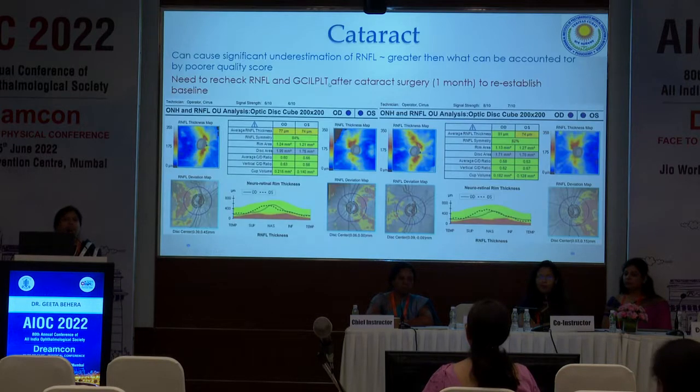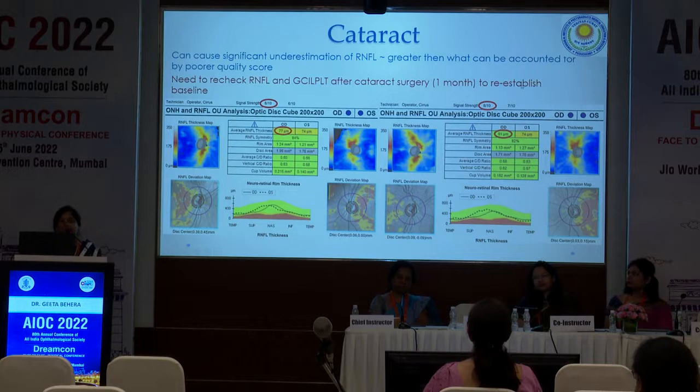Cataract can also cause significant underestimation of the RNFL, much greater than what can be accounted for by the poorer quality score. As you can see here, the quality score between the two imaging time points is 6 out of 10 and 8 out of 10. So there's a signal strength difference of only 2. But if you look at the RNFL score, it's almost a 13 micron difference. So this can easily be misinterpreted as a progression, but after the cataract surgery, you see it's almost back to normal. And what you see in the other eye may also be due to the cataract and not due to any glaucomatous problem.